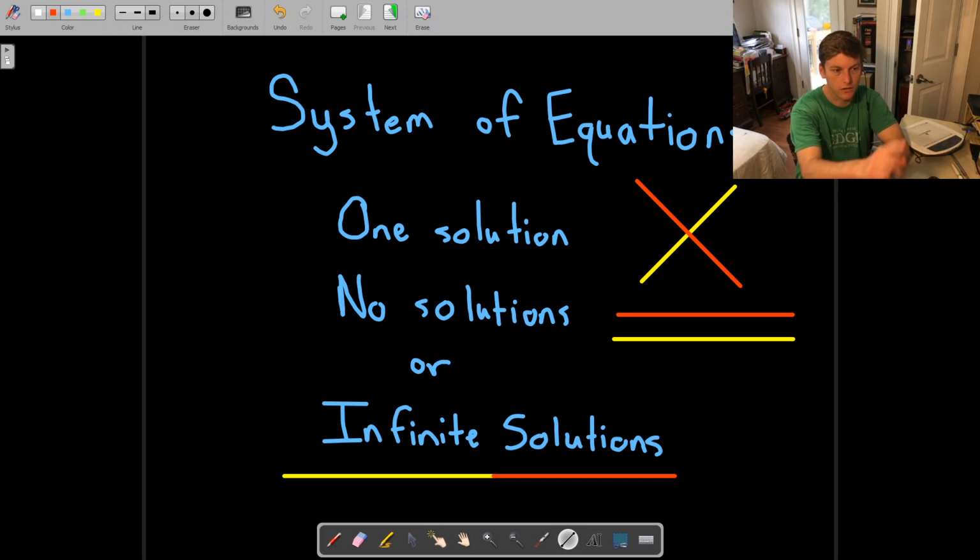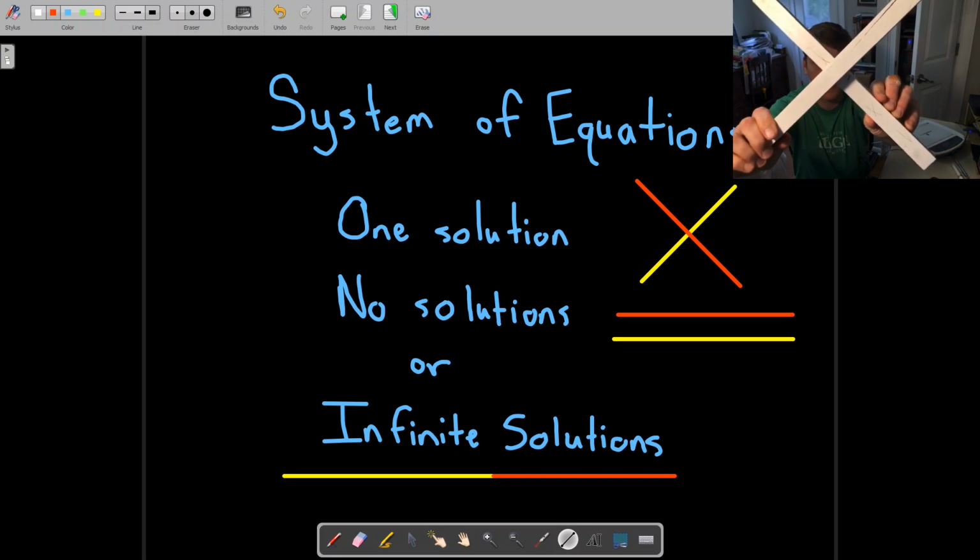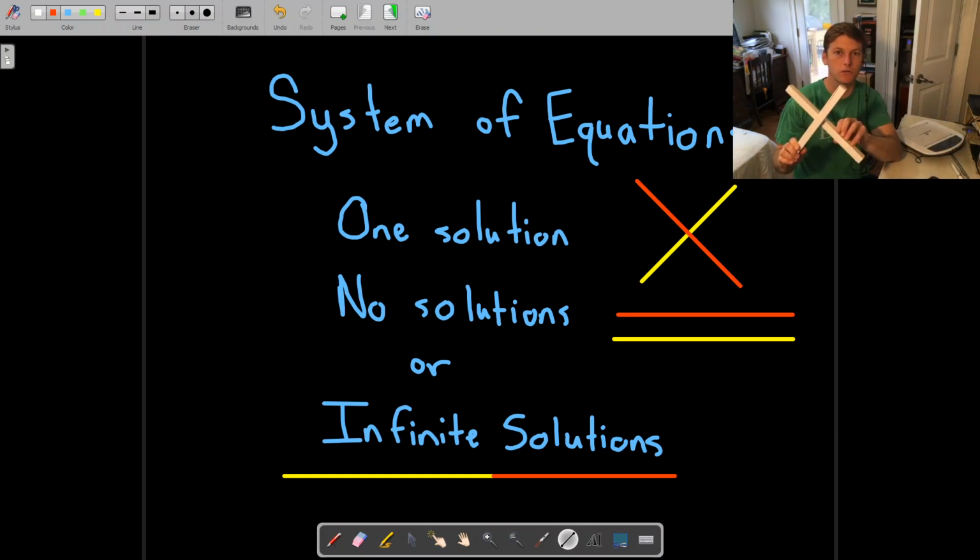You can see right here in front of you, you can have one solution. And what that looks like is, let's say I have a line going this way and I have another line going that way, and where they intersect is what we would call a solution. So you can have one solution, and you can see right here on the paper in front of you, you have the red intersecting with, excuse me, the yellow.